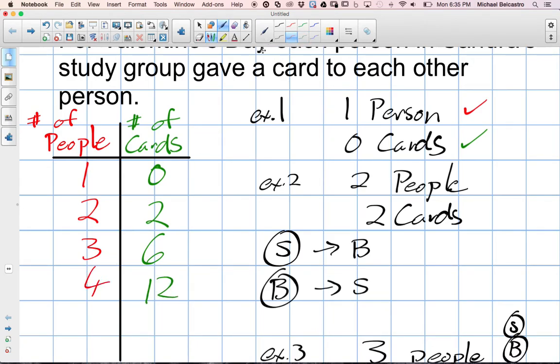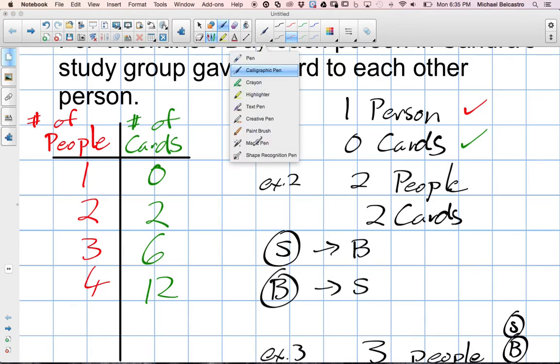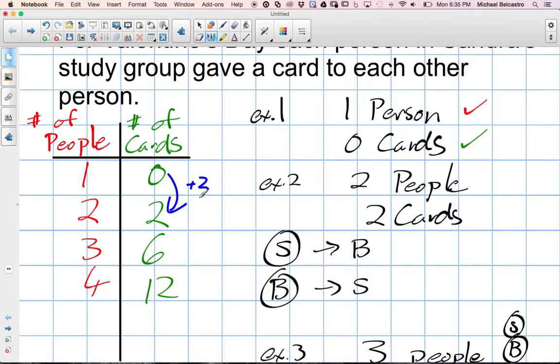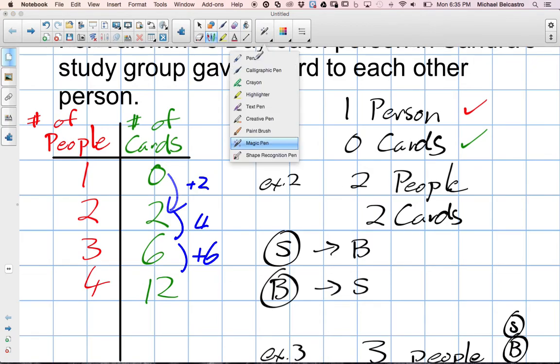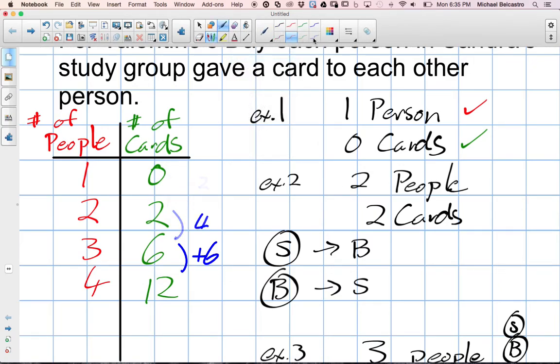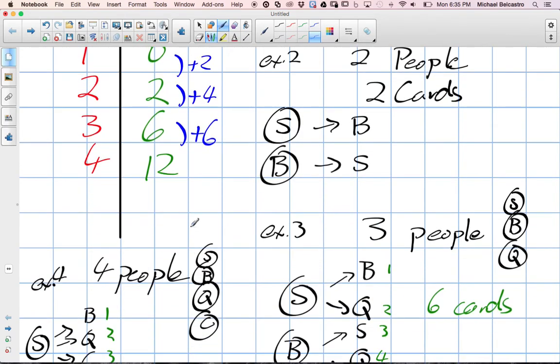What are we going up by? It's tough to tell here. The first one went up by 2. And then this one went up by 4. And then this one went up by 6. So, using this idea, let's use blue. Plus 2, plus 4, plus 6. Can you predict what the next one will be? Plus 12? Why plus 12? What was the pattern? Or maybe plus 8. Aha. And why do you say plus 8? Because it's increasing by 2 each time. So how many cards will be in the next scenario? 20. And that means it would be 5 people.